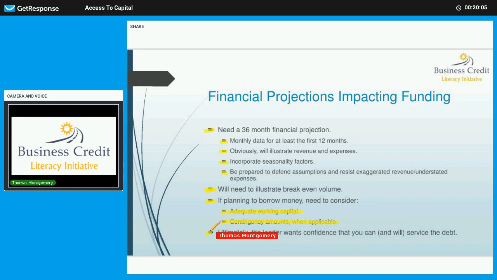But ultimately, as I mentioned before, what's the lender looking for? They want to have confidence that you will and can service the debt. And that's what we're illustrating with our financial projections. Yeah, the money's going to come in. This is how it's coming in. This is how much. And it shows that we can afford to pay back the loan.